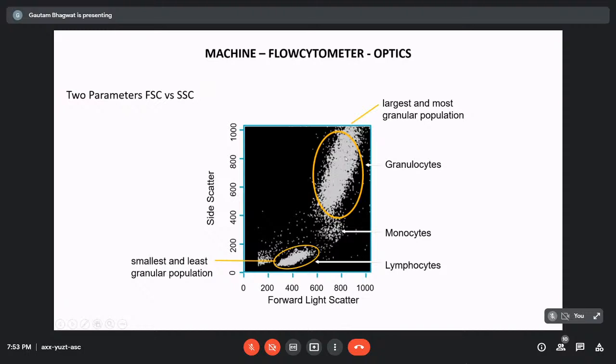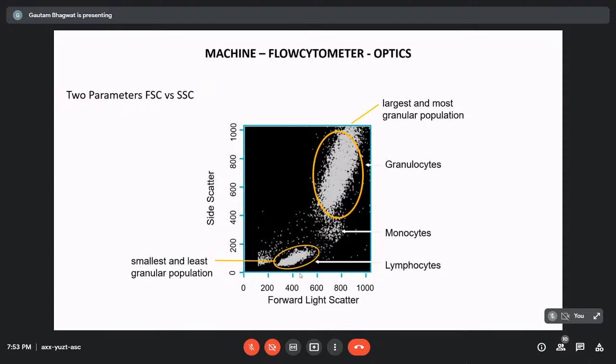And if we want to do more sorting, then the lower 80% are the neutrophils, and the upper ones are the eosinophils. Here in between somewhere lie the monocytes. So this is what we have got in a peripheral blood, that we have differentiated lymphocytes, monocytes, neutrophils, eosinophils.